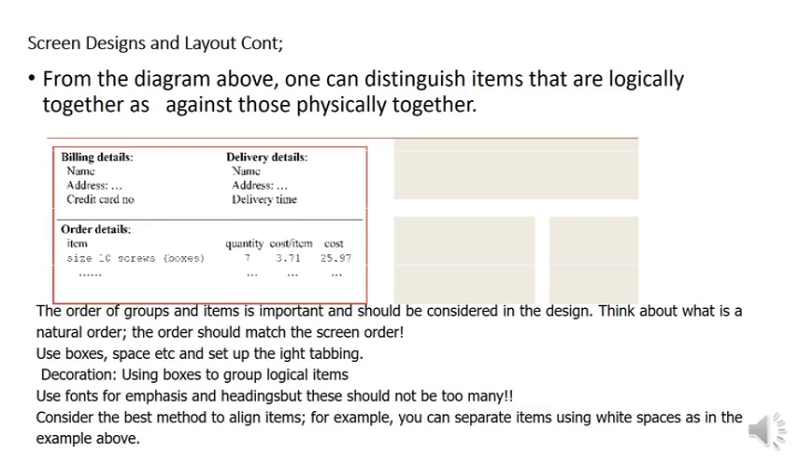Use boxes, space, etc., and set up the layout. Decoration: use boxes to group logical items. Use fonts for emphasis and highlights, but this should not be too many. Consider the best method to align items. For example, you can separate items using white space as in the examples above.